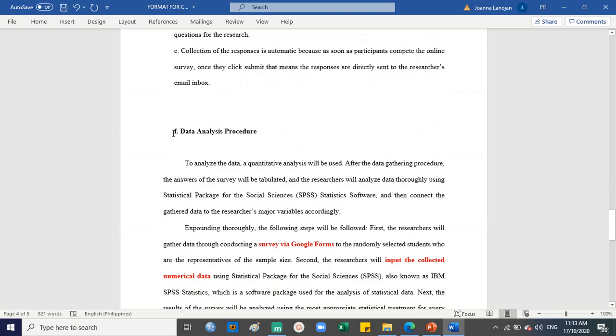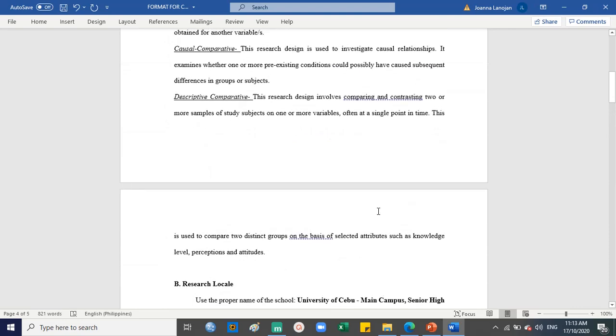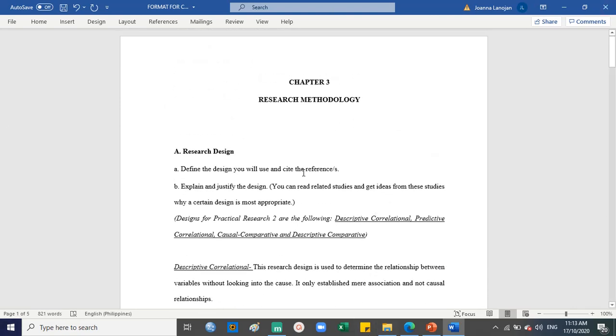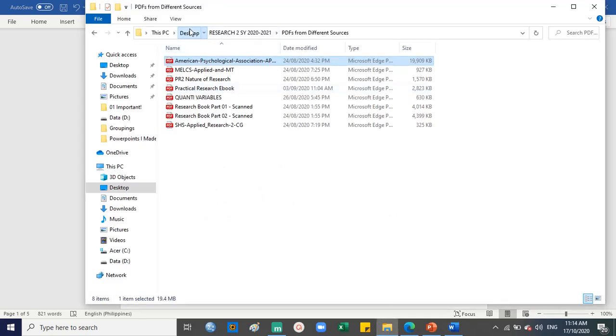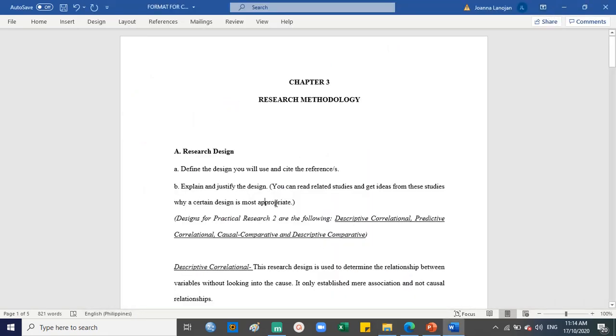Let us try to discuss, because we are already discussing chapter 3 this week. This week you can actually start collecting your data by going to Google Form and making a Google Form for your questionnaire, and make sure you include the consent. Okay, I will send you the consent letter. Let me see if I still have the consent form. It's not here, maybe it's in my other PC.